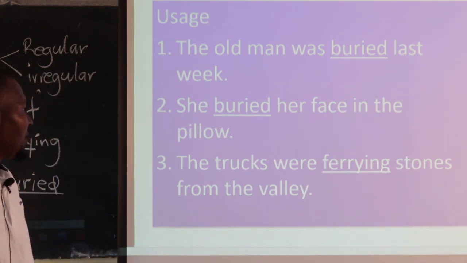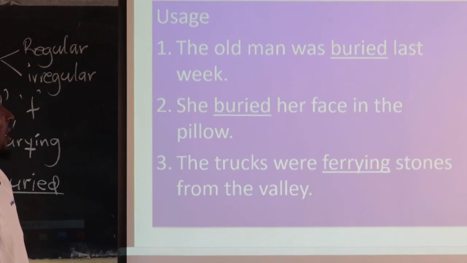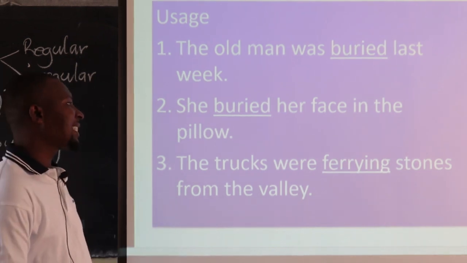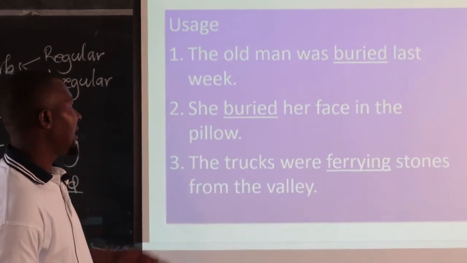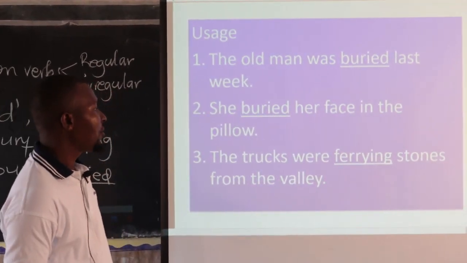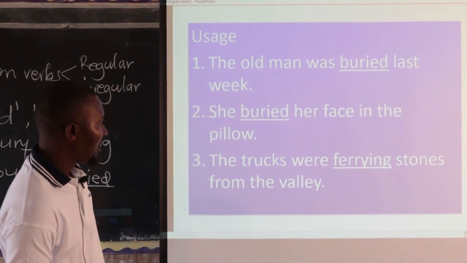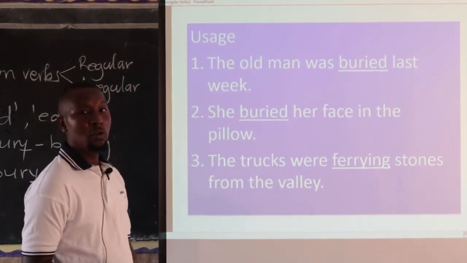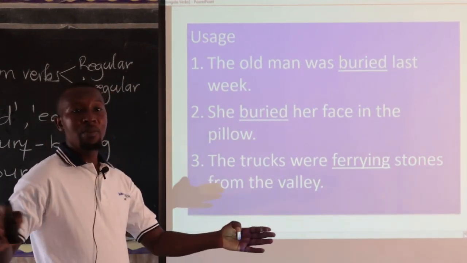Number three, the trucks were ferrying stones from the valley. Ferrying, transporting stones from the valley. So in that case, you see, this is the present participle, what we call the present continuous tense. The number two is the past simple tense. So ferrying, we have it like that. That one was simple. I'm just trying to show you that these words can be used.